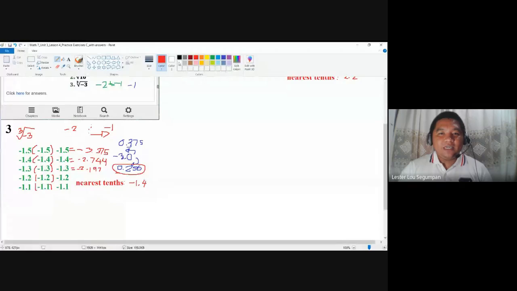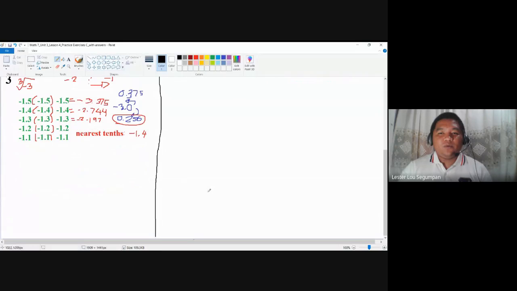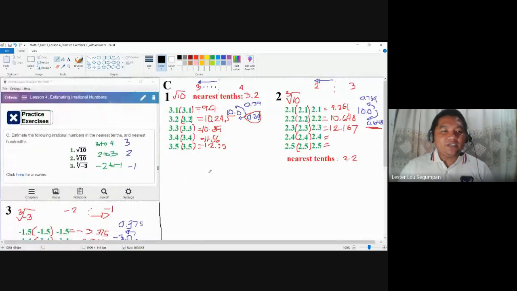Okay, I'm going to share with you the same material we left last time. Notice that there will be computations already present, because this is the material we did last time. So we already estimated numbers 1, 2, and 3 to the nearest tenths. Number 1 is 3.2, number 2 is 2.2, and number 3 is negative 1.4. Let me place a separator here so it will not mix with the rest of the computation. So let's proceed now to the nearest hundredths.